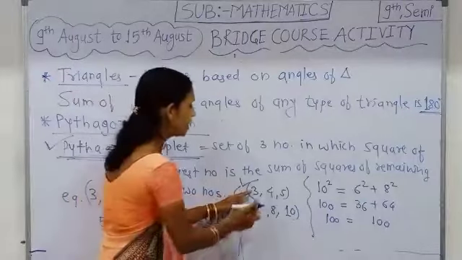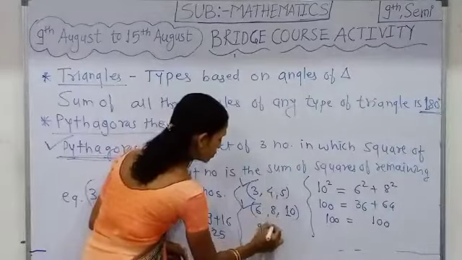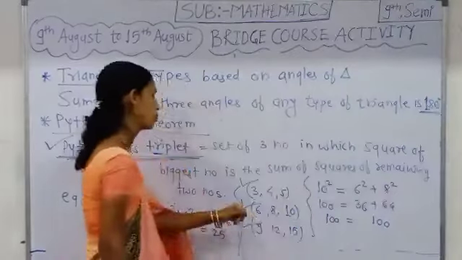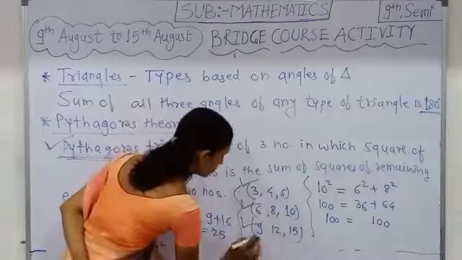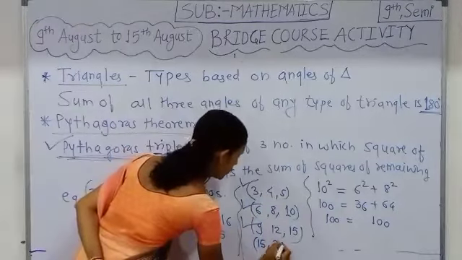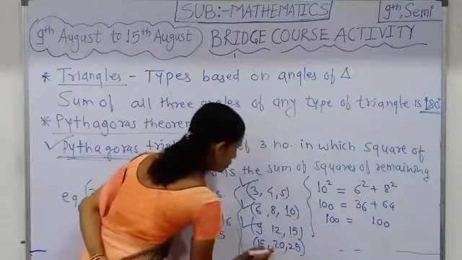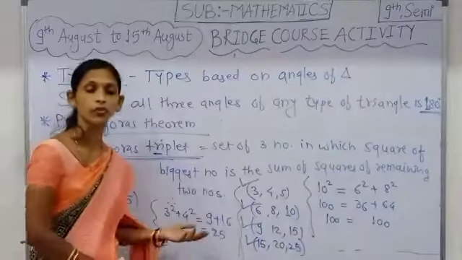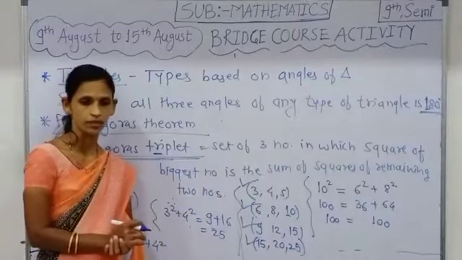Then if we multiply all those 3 numbers by 3, that is 3 3s are 9, 3 4s are 12, 3 5s are 15, it is also a Pythagorean triplet. As well as if it is multiplied by 5, 5 3s are 15, 5 4s are 20 and 5 5s are 25, then those are also a Pythagorean triplet. Similarly, we can get a few more sets of Pythagorean triplets.